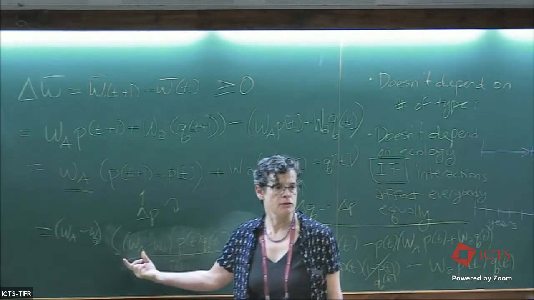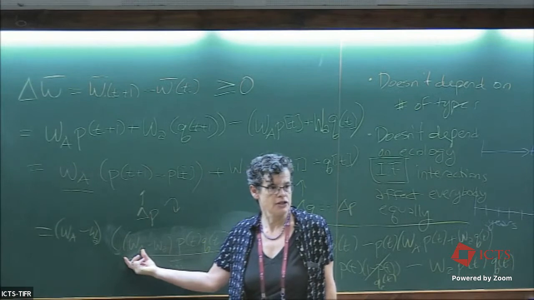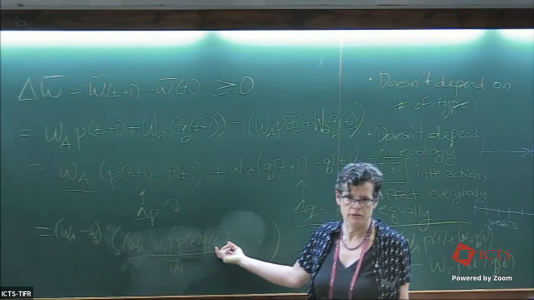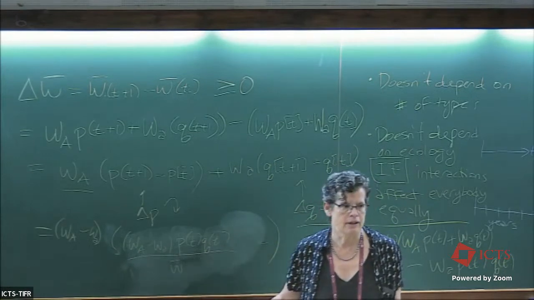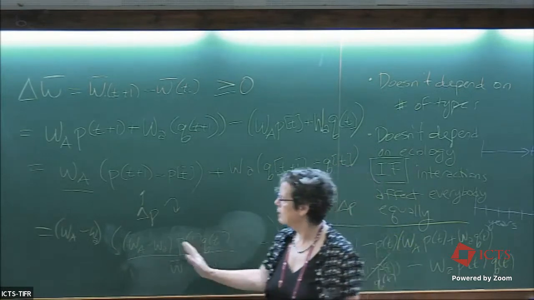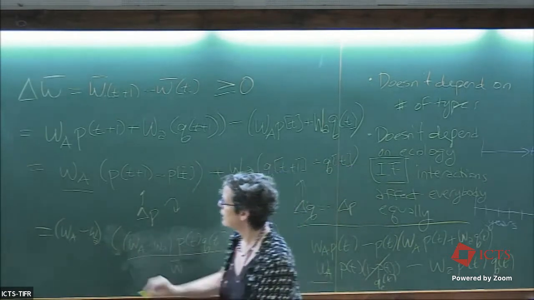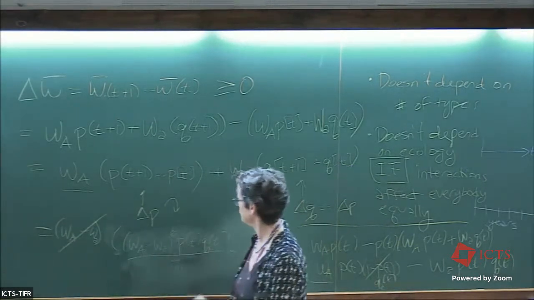That makes sense. If there's no differences in fitness, there's not going to be a change in allele frequency. If P is 0, there's no change in frequency. If Q is 0, there's no change. But now take a look. If I expand, these fitnesses are there and there. I'm going to take this one and put it inside.